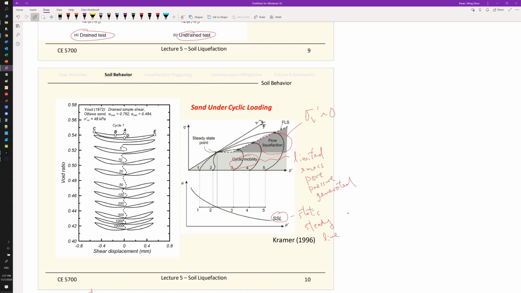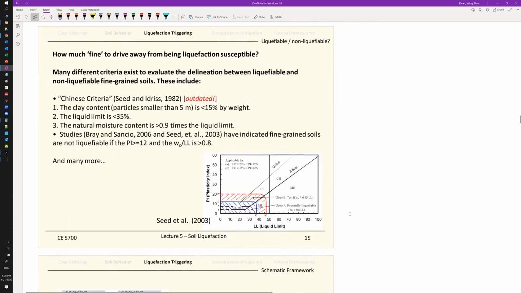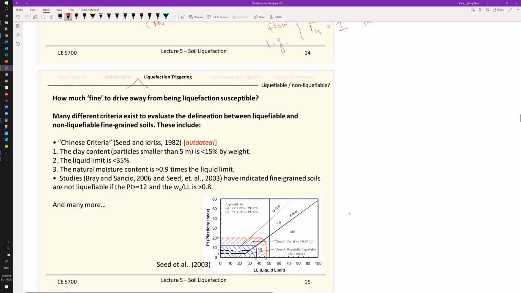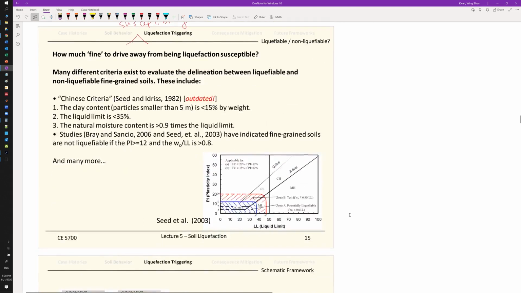Next, before we really get into the triggering, we will talk about the susceptibility. In fact, if I can add one more small section for this lecture, it will be soil liquefaction susceptibility. We know that the difference between sand and clay is the amount of fines. So we talk about how much fines there have to be to make sand become a silt, or how much fines to make the silt become a clay.